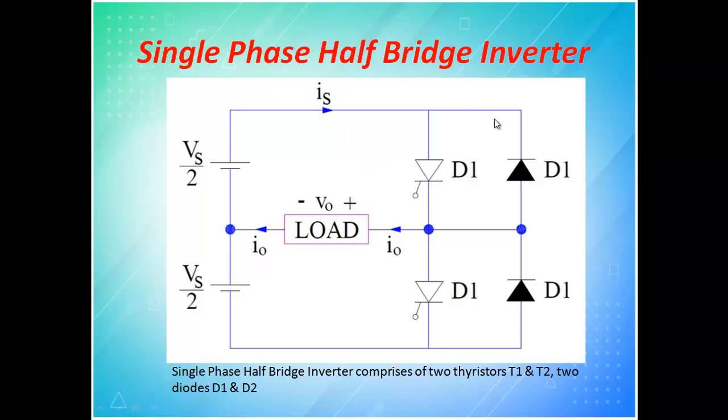And the purpose of these diodes D1 and D2 is freewheeling. When this is turned off, further there should not be any current flow across this device, so the diode will take care. That's all. That is the role of the diode.